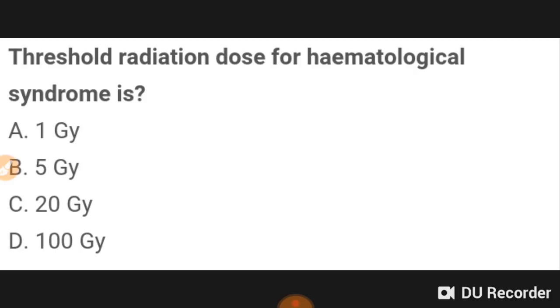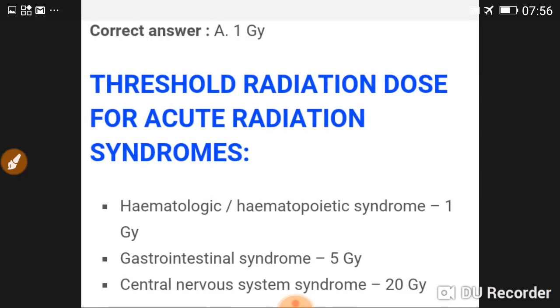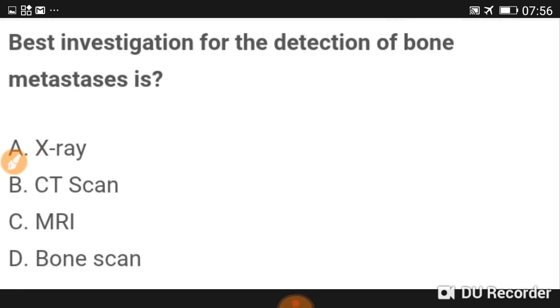Complete MCQs regarding this. Now, threshold radiation dose for hematological syndrome is 1 gray. For GI, it's 5, and for CNS it's 20. This is the explanation. Now, the best investigation for the detection of bone metastasis is bone scan.